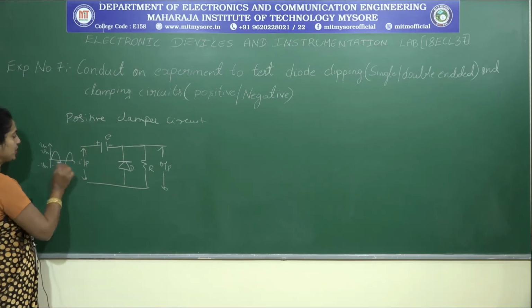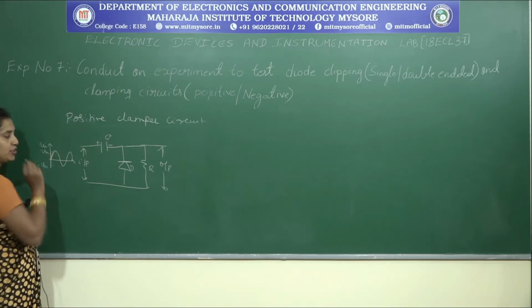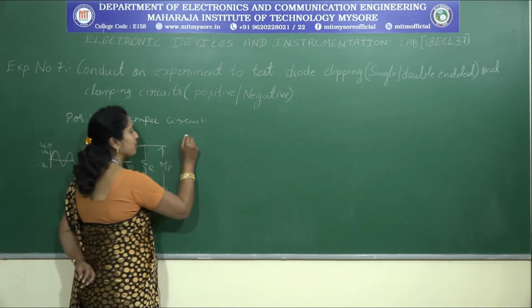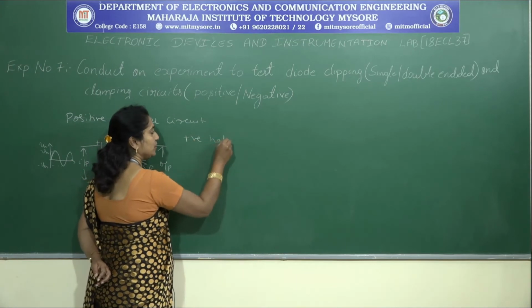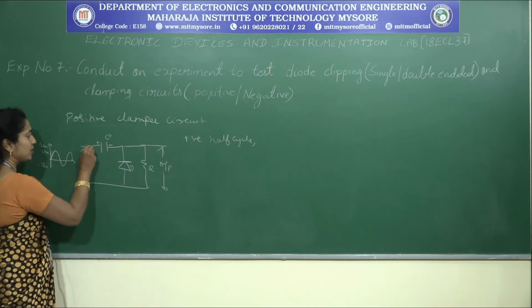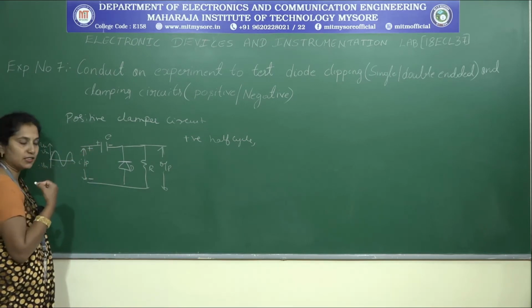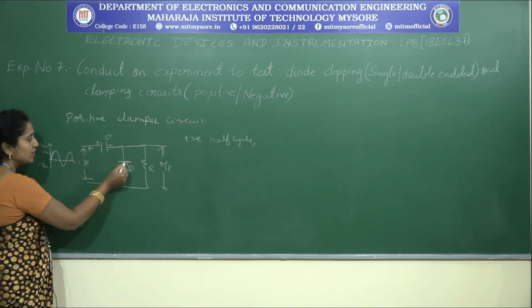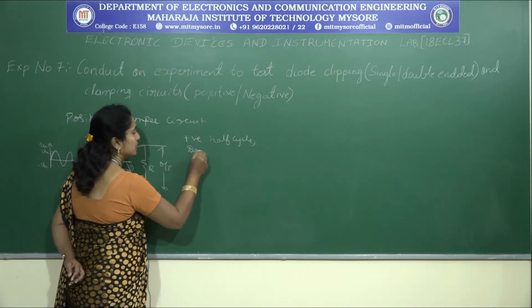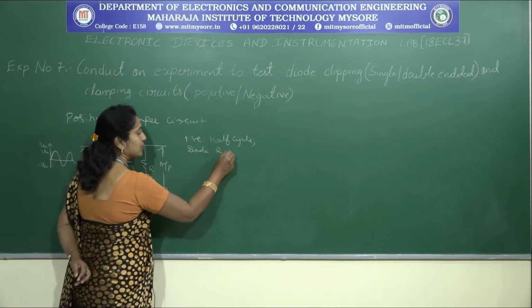Now in the positive clamping, first we will apply the positive half cycle. In the positive half cycle, this end is positive and this end is negative. Then the diode is in reverse bias.